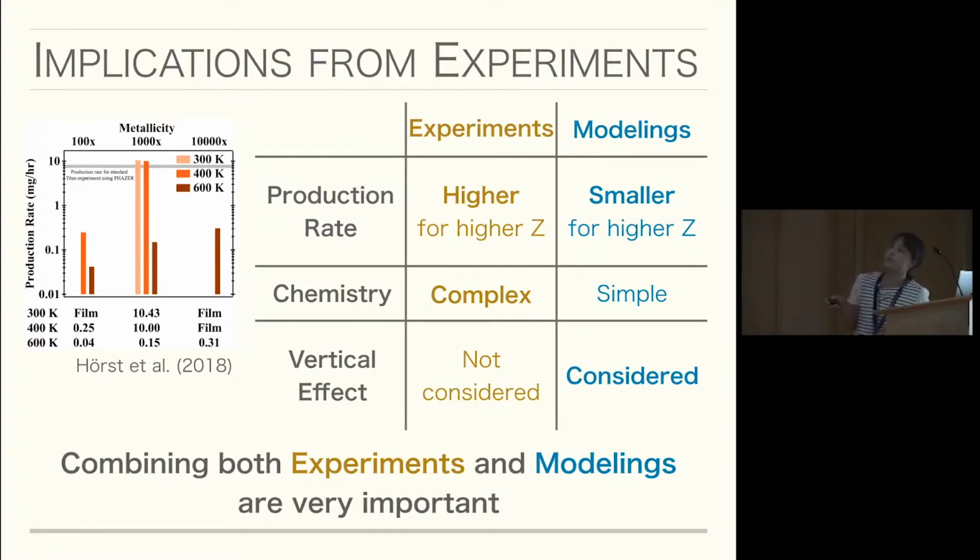So the chemistry occurring in the experiments is very complex. On the other hand, the chemistry we can model is rather simple, I would say. And also, the vertical effect, which we found is very important, is not considered in experiments, while in the modeling we consider these effects. So I'd like to point out that combining both experiments and modeling is very important, even though it's not so easy to combine these two different approaches. So we have to seek out a way to combine experiments and modeling.